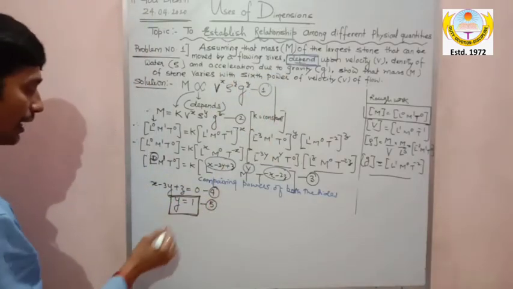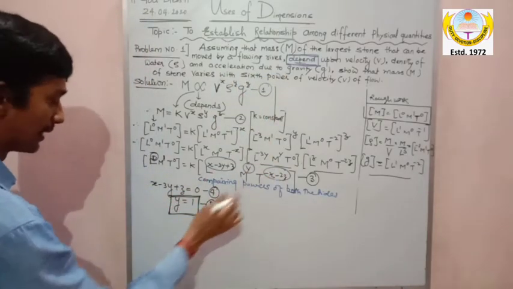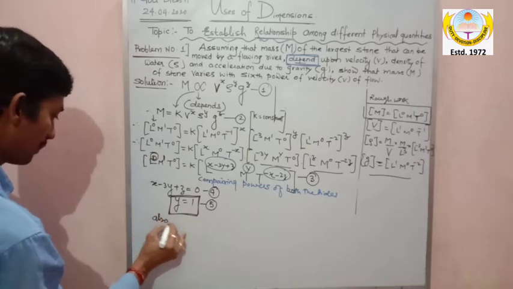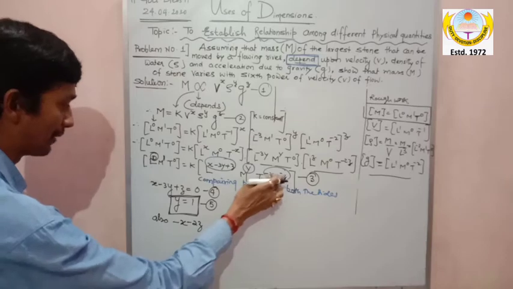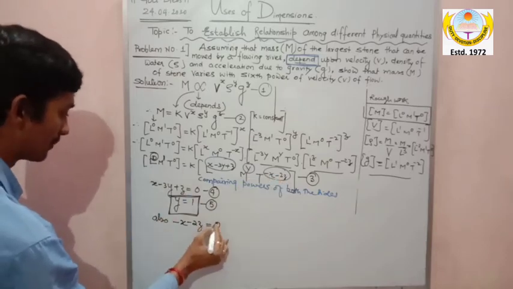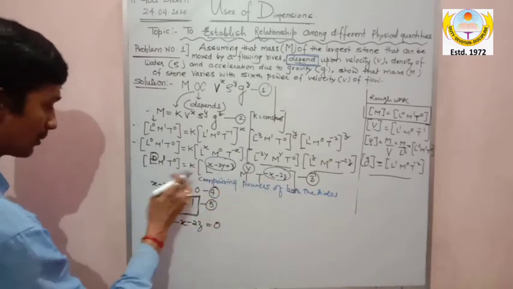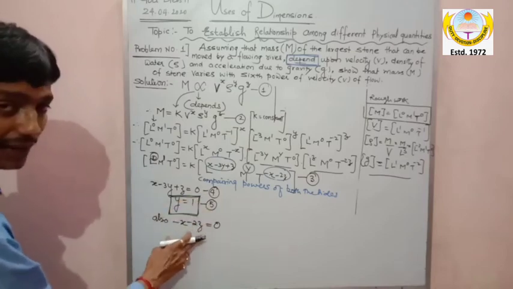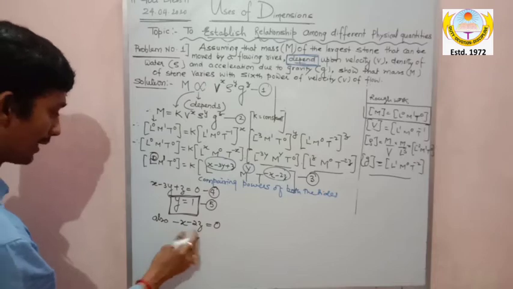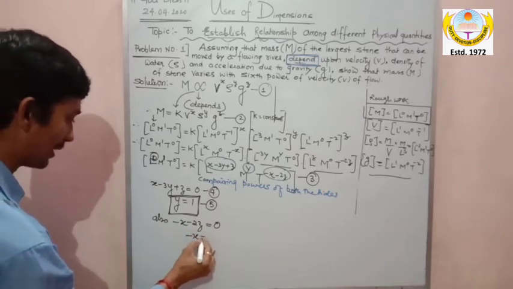So 4th, 5th. Now next, my dear, the last one is also minus x minus 2z. This is the power of t is equal to 0 here. So now from here, my dear, you will get one thing. You can see, I will tell you what you will get. We will get minus x is equal to 2z.